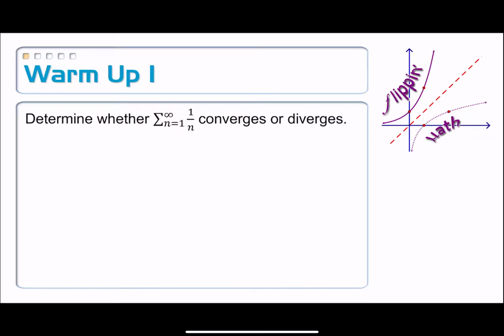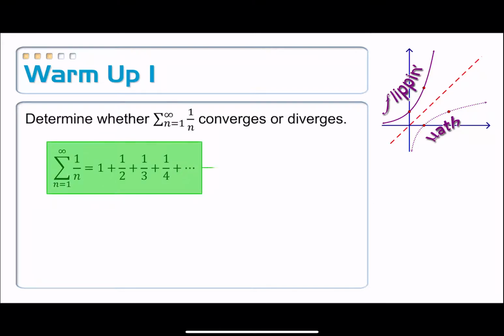The first warm-up question: determine whether the series summation from n equals 1 to infinity of 1 over n converges or diverges. So let's take a look at what this series actually looks like. It's a pretty popular series here. If I stick in 1, I'd get 1. If I stick in 2, a half, stick in 3, I get a third, and so on, a fourth, a fifth. This is called the harmonic series.